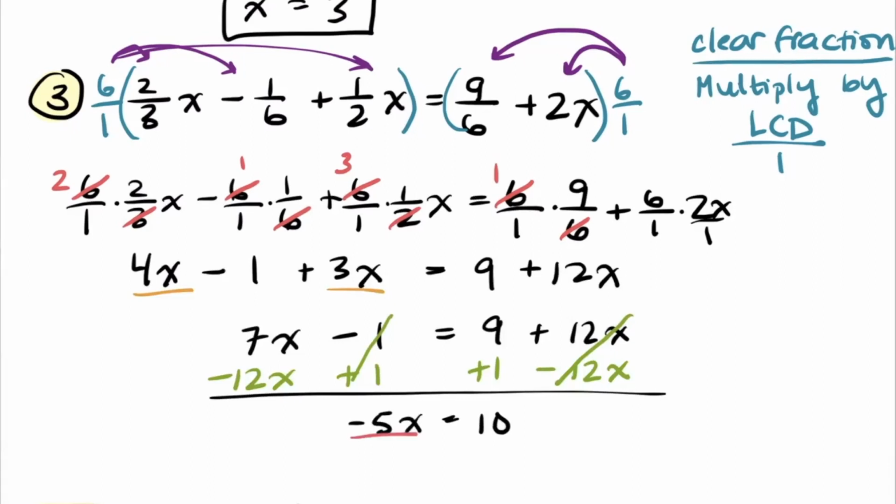All right, then the last thing is to divide by negative 5. That will give us a 1x on the left, and 10 divided by negative 5 is 2. Positive divided by negative is negative. So here's our solution of x equals negative 2.